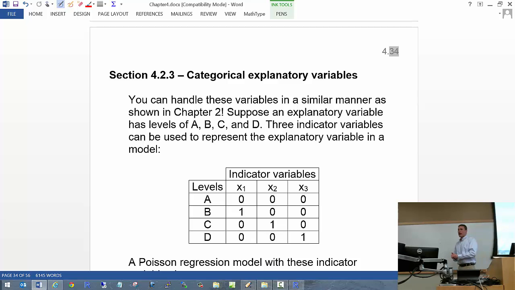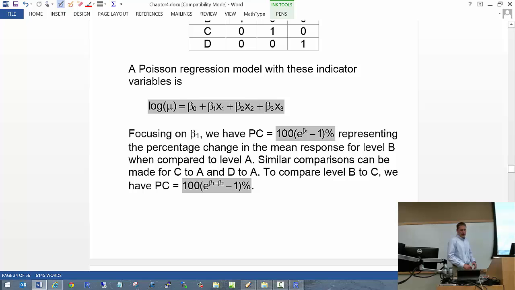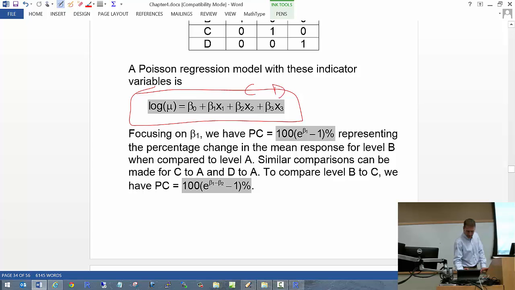Let's say you do have categorical explanatory variables in your model. How do you take those into account? Same as we've done in the past. If we had a categorical explanatory variable of 4 different levels, A, B, C, and D, of course you're going to have 3 indicator variables for it. You represent them in the model as shown here. So x1 represents the level B, x2 represents the level C, and x3 represents the level D.